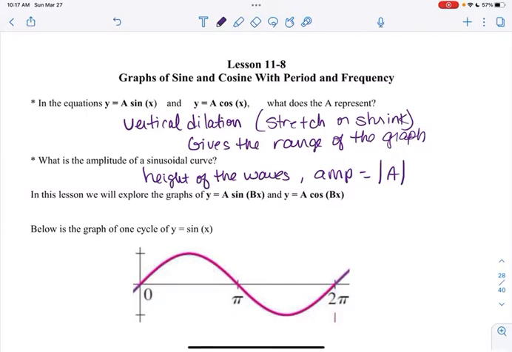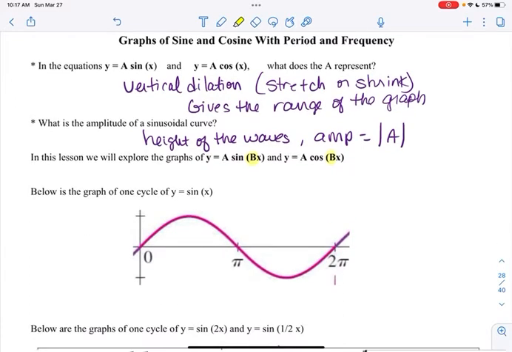Today we're going to talk about a different coefficient, and that's going to be B. So the B in there is going to be stretching it horizontally or shrinking it, okay? So in this particular graph, you can see that B is equal to 1. There is no number in front, so the number in front of my x is just 1. That's a regular sine graph. One complete cycle happens between 0 and 2 pi.